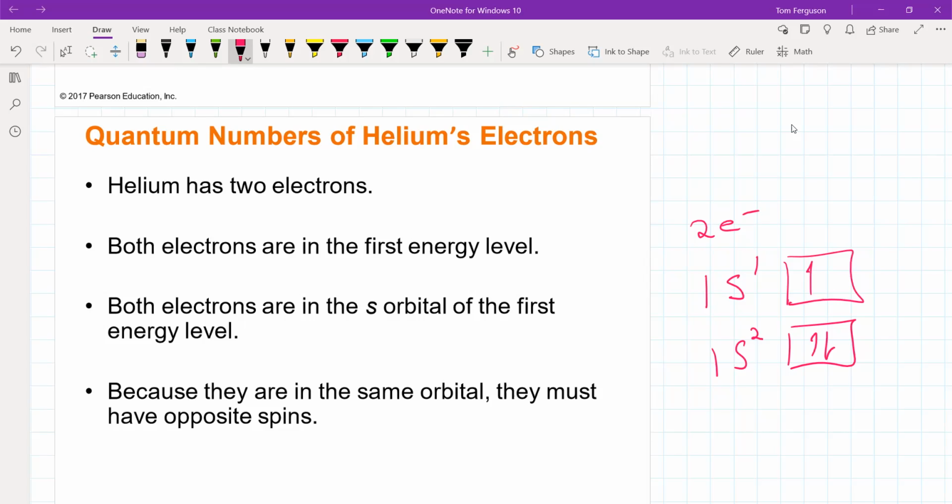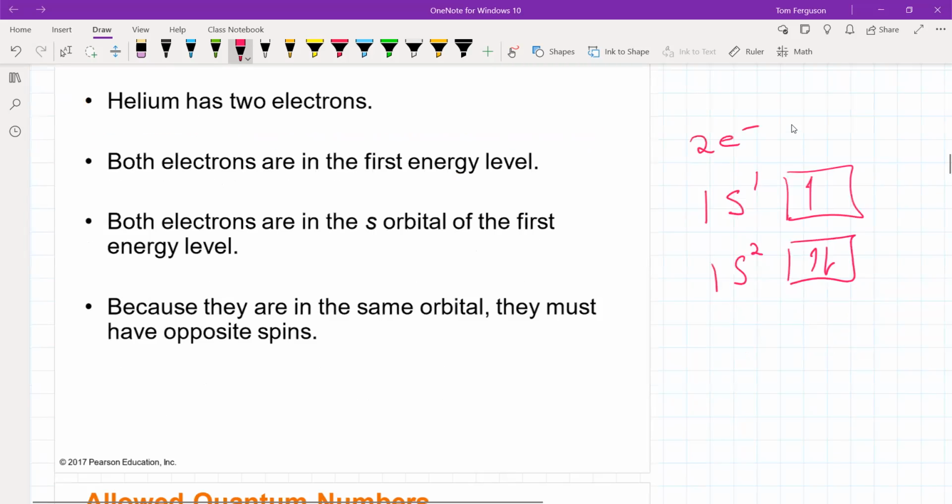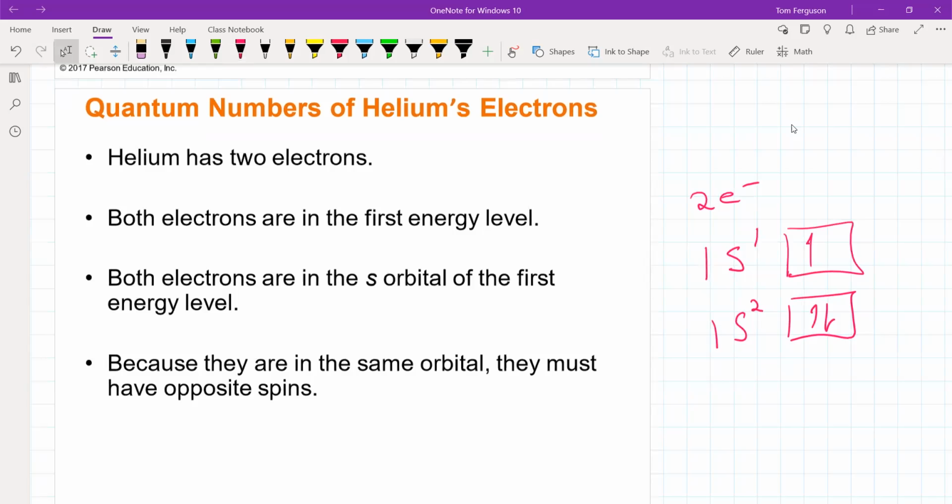All right, so this is the configuration for helium. Sometimes the question will ask you, write the configuration for helium. And you usually just do the last one only. So for helium, the configuration is 1s2. And if they ask for an orbital diagram, you would then put in these guys. If they don't ask for the orbitals, you just leave that circle off.